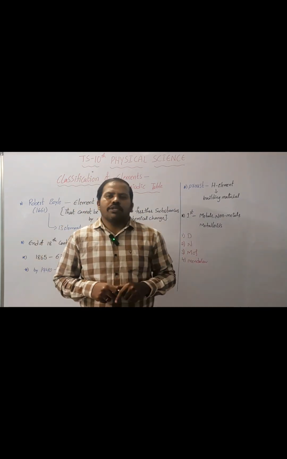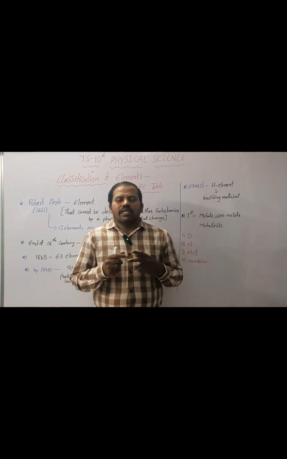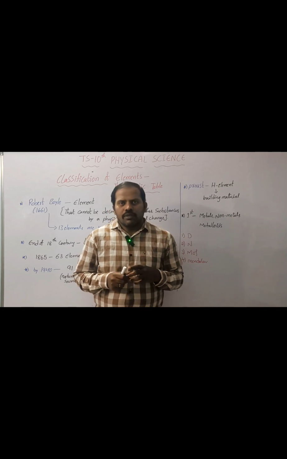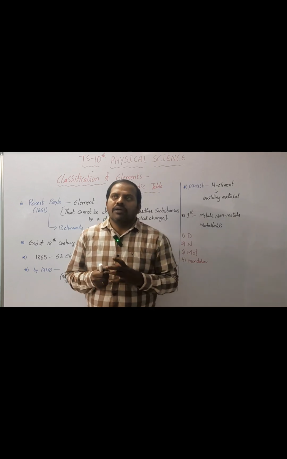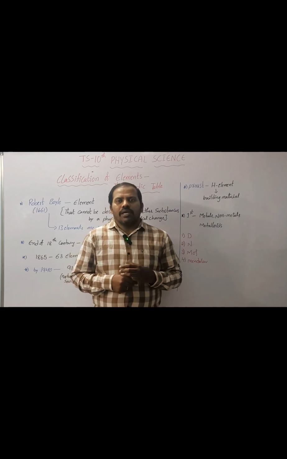The first classification was done by Dobereiner through triads. The second classification was done by Newlands by taking octaves. The third classification was done mostly by Mendeleev. Then the fourth is the modern periodic table.